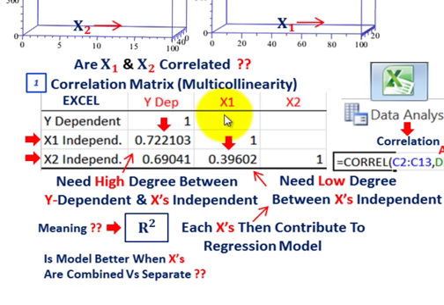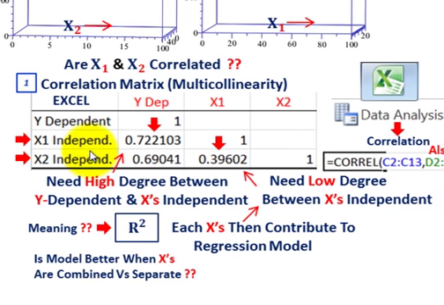But what we don't want is a high correlation between our 2 independent variables, x2 independent and x1 independent. And we come up with a moderate amount here, 0.39, or 39%, but you can see it's not really that highly correlated. So you need a low degree of correlation between your x's, your independent variables. And then you can see these ones here are perfectly correlated: y with itself, x1 with itself, and x2 with itself. Okay, so that's what we're looking at here.